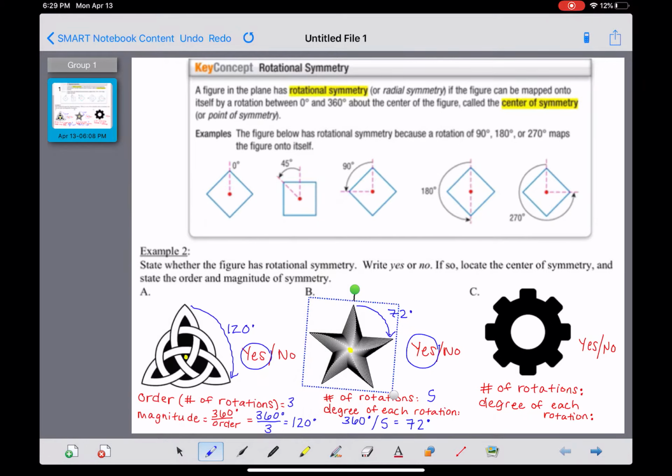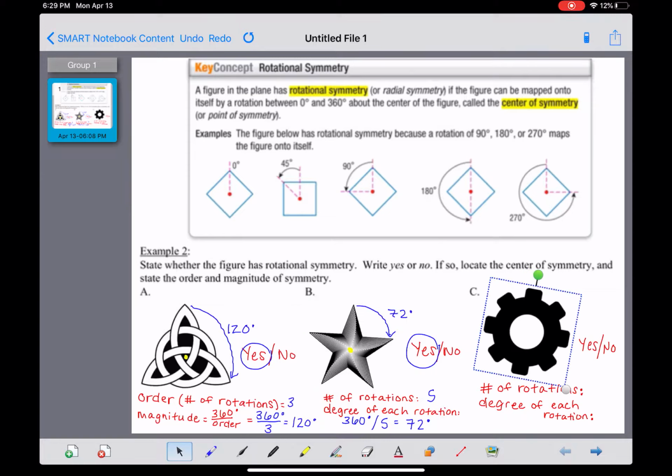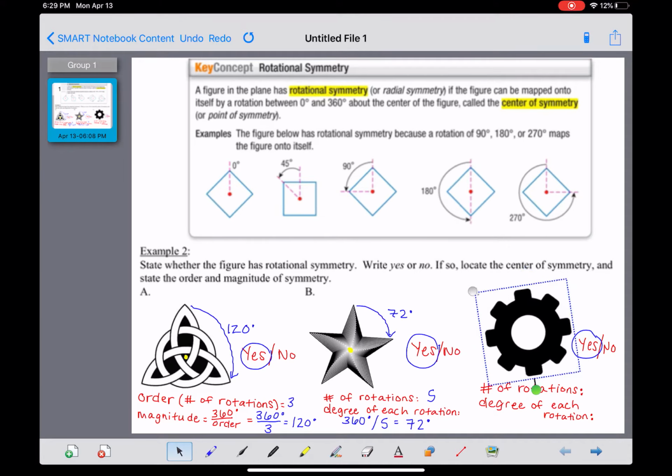Last figure. Does it have rotational symmetry? Yes. How many times can I turn this figure to where it looks identical to the original? 1, 2, 3, 4, 5, 6, 7, 8. 8 rotations. So the degree of each rotation is going to be 360 degrees divided by 8 rotations, which is 45 degrees.